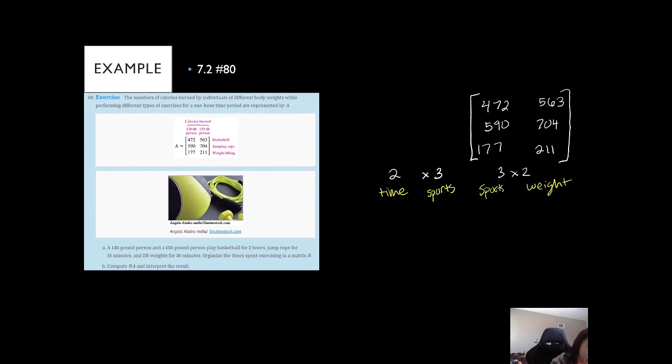So we know that we have to have 3 columns here, and then we're going to have 2 rows. So we've got, I want to make sure, because we're trying to fill these in. So we're going to have basketball, jump rope, and then weightlifting. So I'm just going to label those, because these are basketball, jump rope, weightlifting. We have to make sure they're in the same order here.